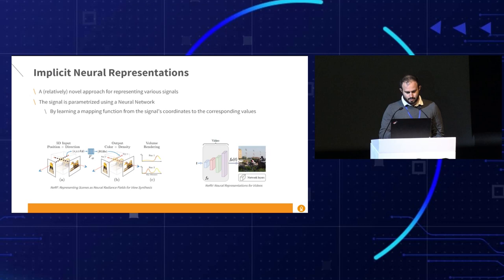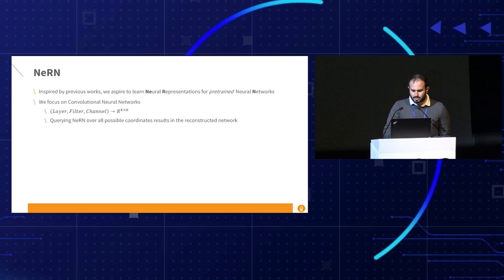So inspired by these previous works, we aspire to learn neural representations for pre-trained neural networks. We call this neural representation NeRN. Now, we focus on convolutional neural networks, and we model this task as a mapping function from a three-valued coordinate system that contains the layer, filter, and channel indices to the specific values of the corresponding k-by-k convolutional kernels. After training NeRN, one can query it over all possible coordinates to obtain the reconstructed network, which hopefully will be very similar to the original network.